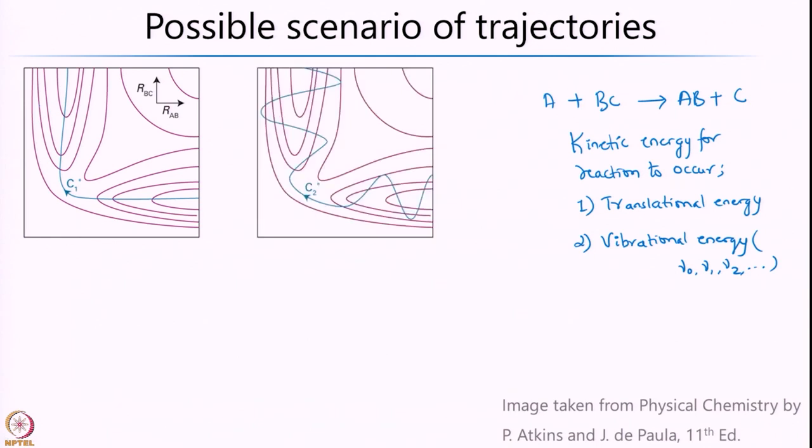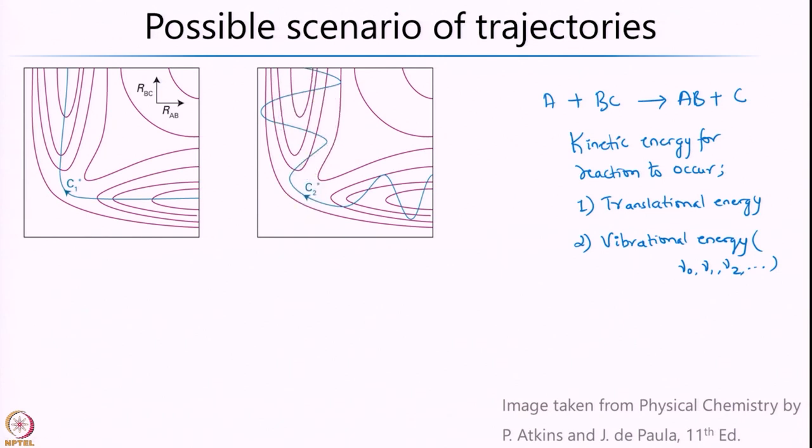The first one is a scenario in which the ground state of the BC, that is if you look at this one, you actually see sort of wiggly lines, right. The wiggly lines represent that the BC bond is no longer in the ground state of the vibrational energy, it is in some of the excited states, that is either v1, v2 or higher excited states. So, then it would come in contact with the molecule of A which is approaching it, and that would interact and cross the saddle point and go along this direction and lead to the product.